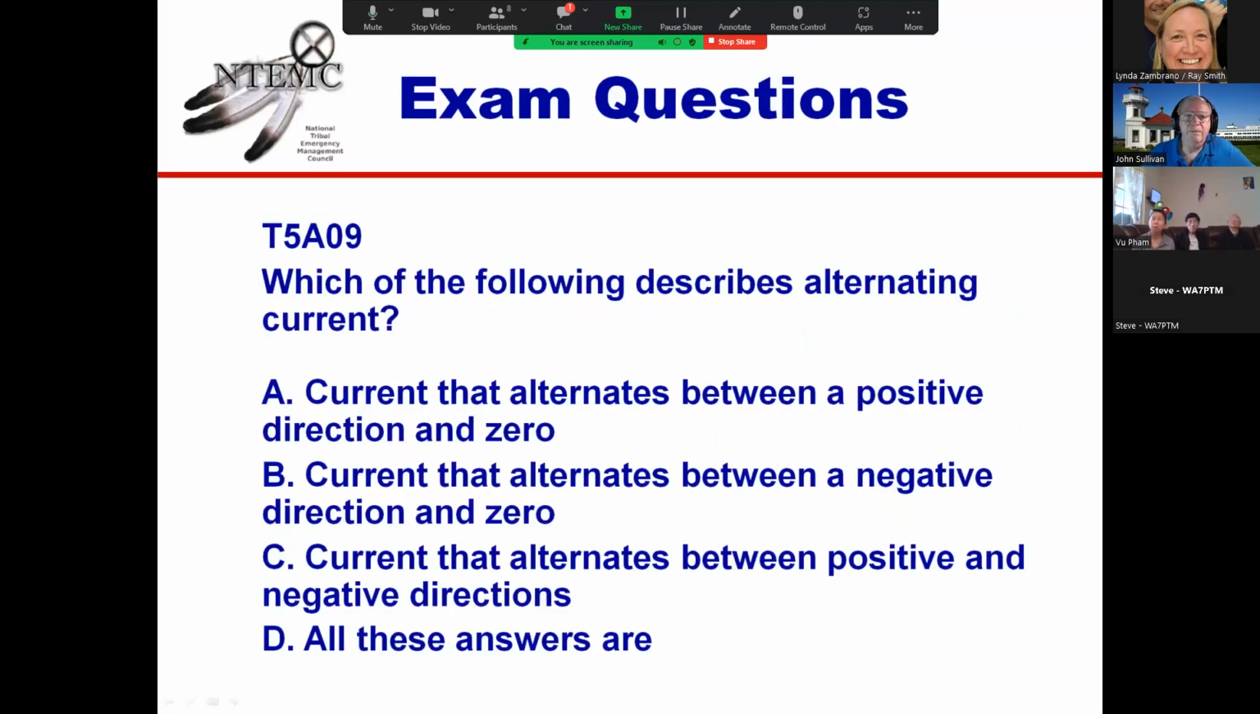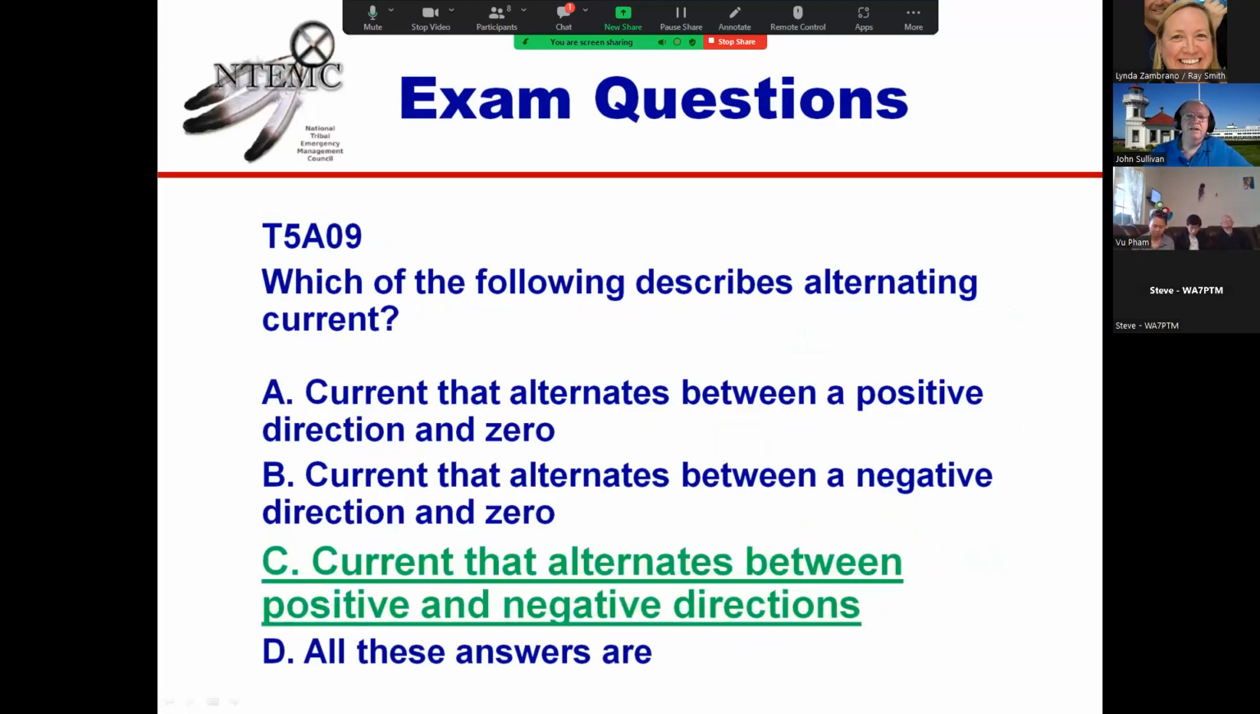Which of the following describes alternating current? Okay, the answer is C. It alternates between positive and negative directions. The first two answers say it's positive or negative and zero. And no, it's between positive and negative directions. It's a complete cycle.